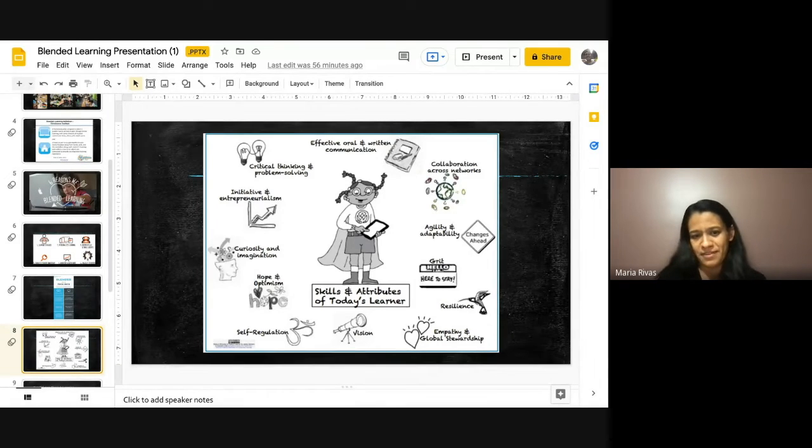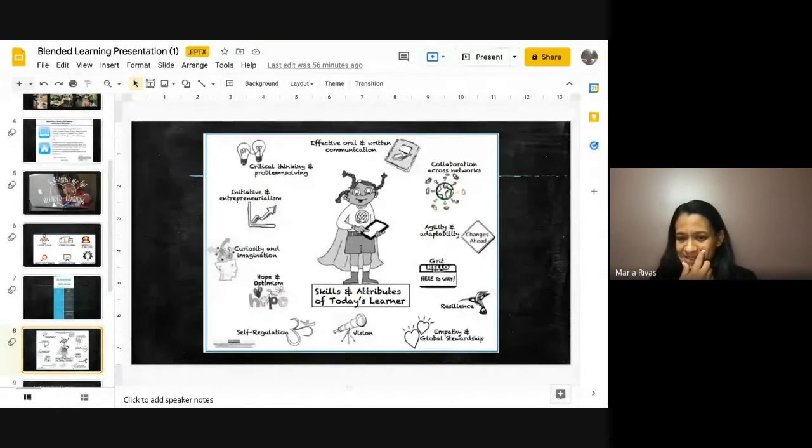One of the skills is effective oral and written communication. How important is it to be able to communicate? I know we have some administrators here, and I don't know if they want to chime in. Even as adults, how important is it to communicate effectively, even as teachers? How important is that, written and orally?